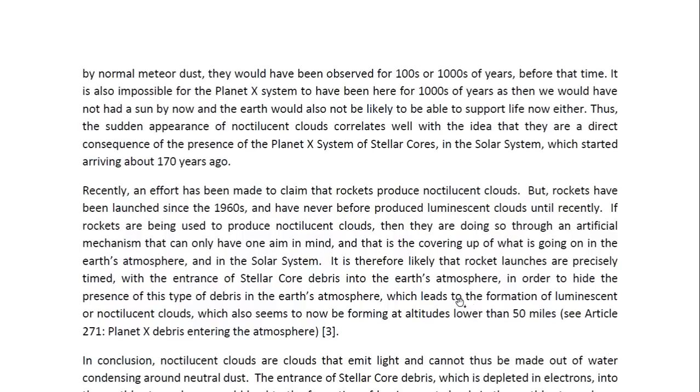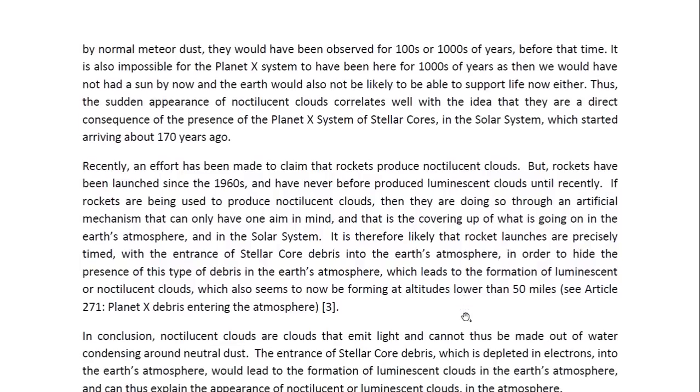Recently, an effort has been made to claim that rockets produce noctilucent clouds. But rockets have been launched since the 1960s and have never produced luminescent clouds until recently. So if rockets are being used to produce noctilucent clouds, then they are doing so through an artificial mechanism that can only have one aim in mind, and that is the covering up of what is going on in the Earth's atmosphere and in the solar system.